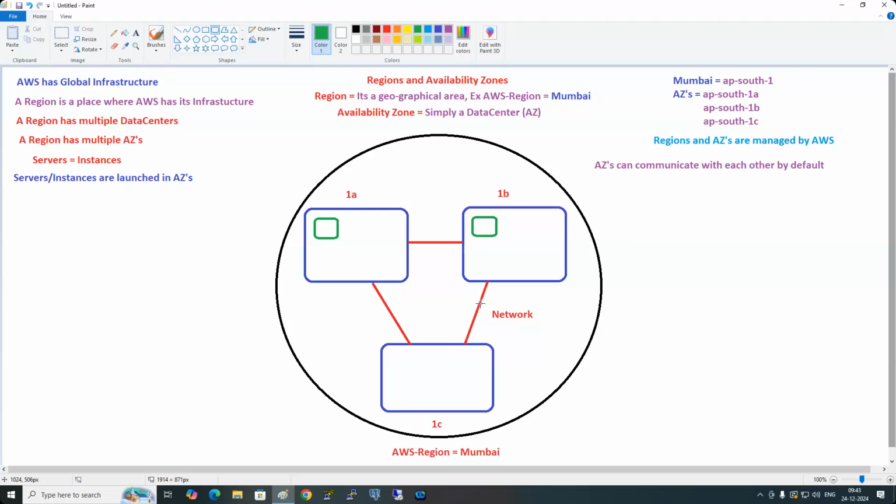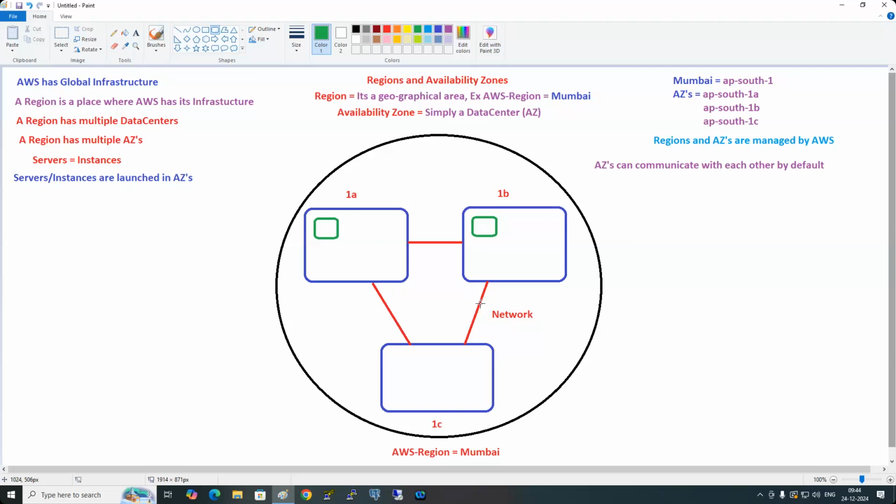I have asked you to launch how many EC2 instances? 10. Can you tell me, will you launch all 10 EC2 instances in 1A? Or will you launch all EC2 instances in 1B? Or will you launch all EC2 instances in 1C? My question here is, if I ask you to launch 10 EC2 instances, will you launch all 10 in 1A? Will you launch them all or will you distribute? So which one is better? Distribution is better or not?